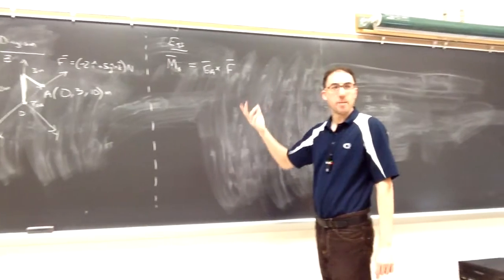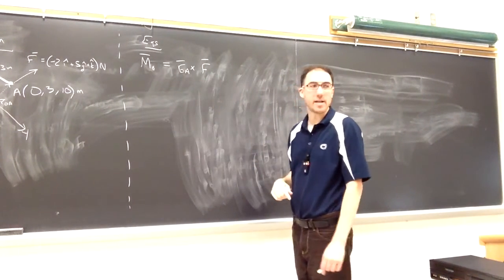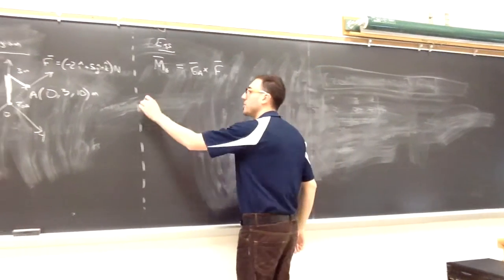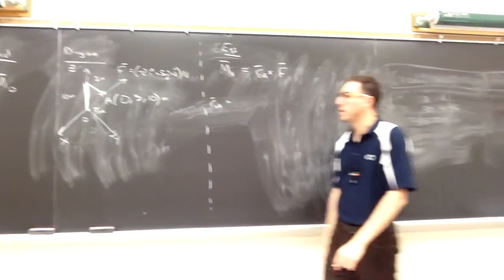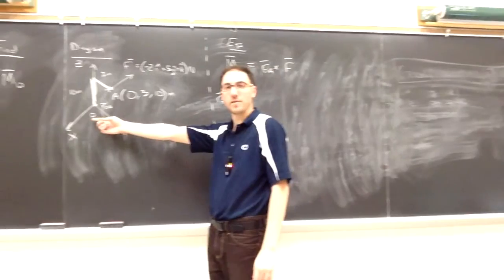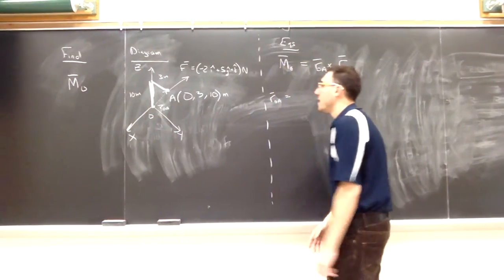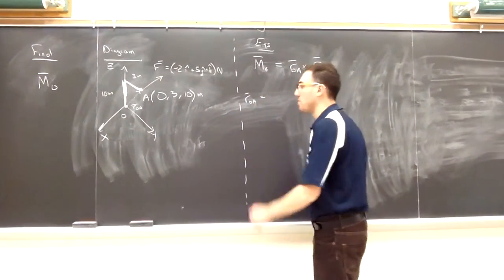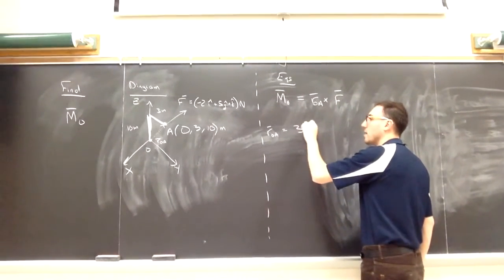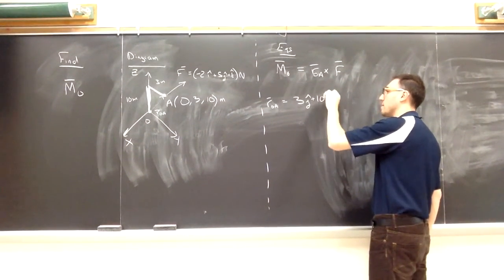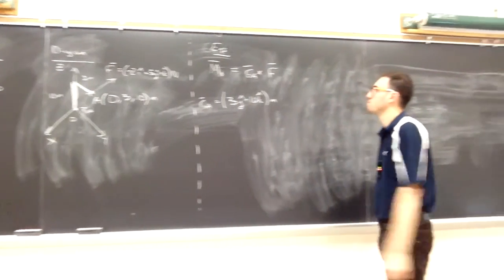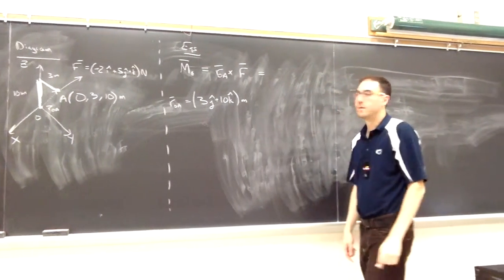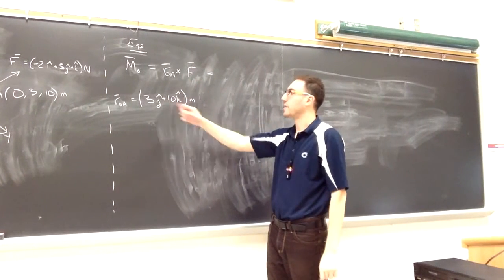F we already know in component form because it was provided to us. So ROA, I just need to write its components. Because I put the coordinates of A, and I know the coordinates of O are 0, 0, 0, it's just going to be end point minus start point. So that will be 3j plus 10k. Again, have this in components, have this in components.